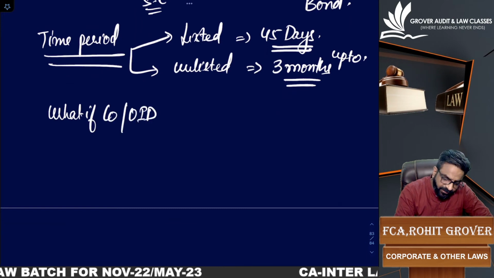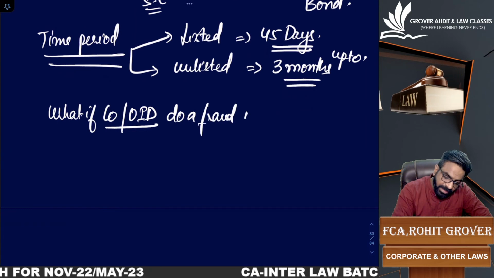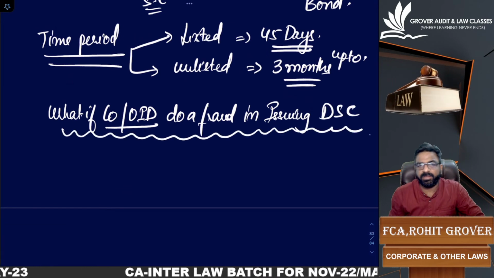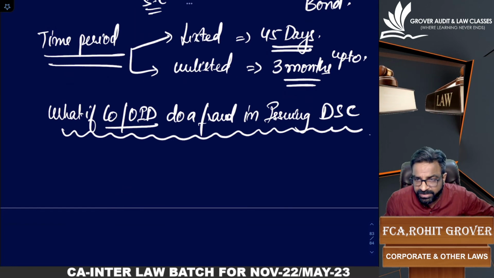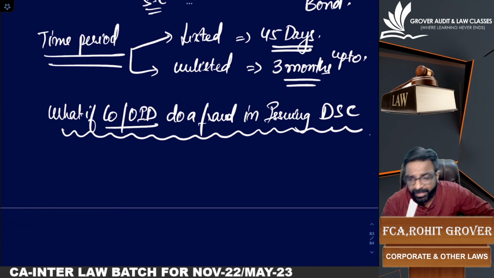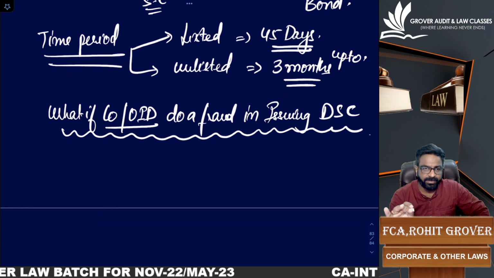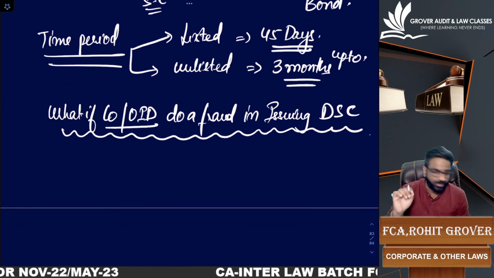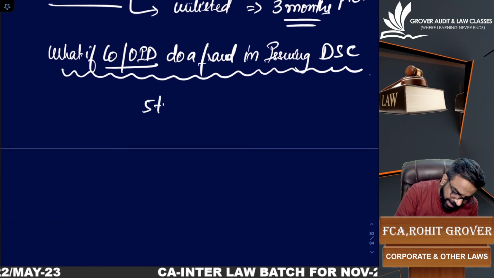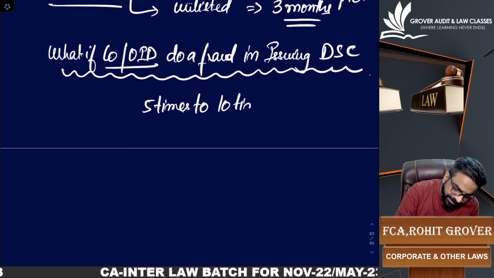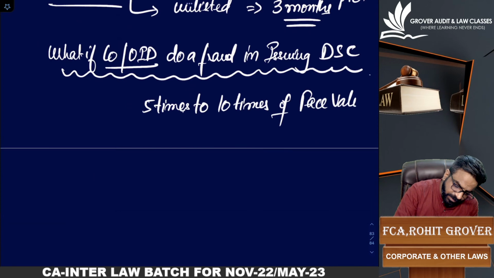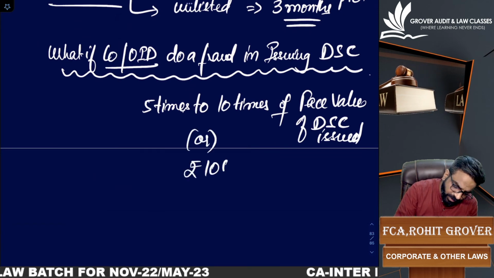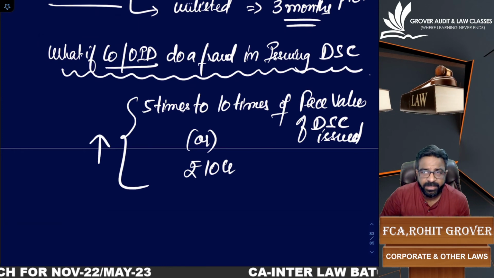Now the question is, what if the company or officer in default commits a fraud in issuing duplicate share certificates? Sometimes the company or the officers in default may commit fraud in issuing the duplicate share certificate. Listen to this point very carefully, everyone. If it is proved that officers in default are committing fraud in issuing the duplicate share certificates, do you know what is going to happen? 5 times to 10 times the face value of the duplicate share certificate issued will be compared with rupees 10 crores, whichever is higher. What is the penalty on issuing the duplicate share certificates, everyone?